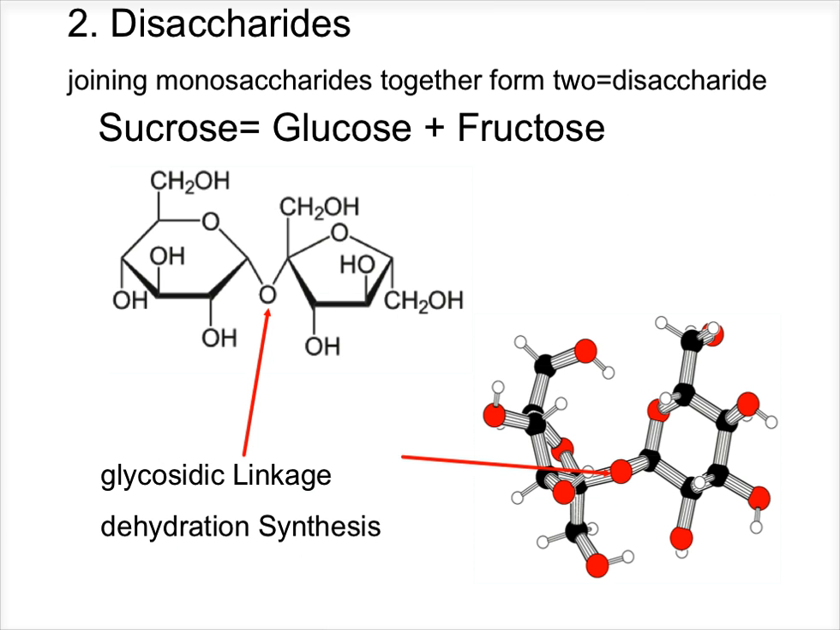Monosaccharides are joined together to form disaccharides. The bond is known as a glycosidic linkage, and this is due to dehydration synthesis. So here you can see a molecule of glucose plus fructose forming sucrose.